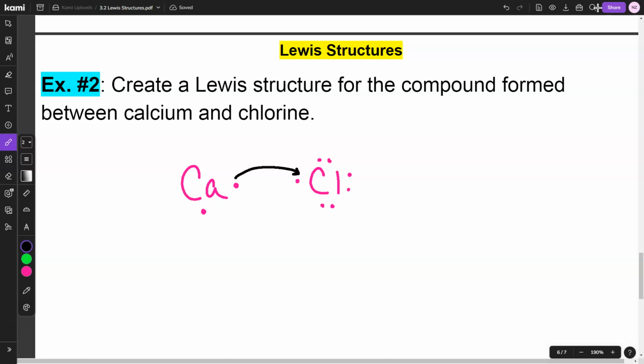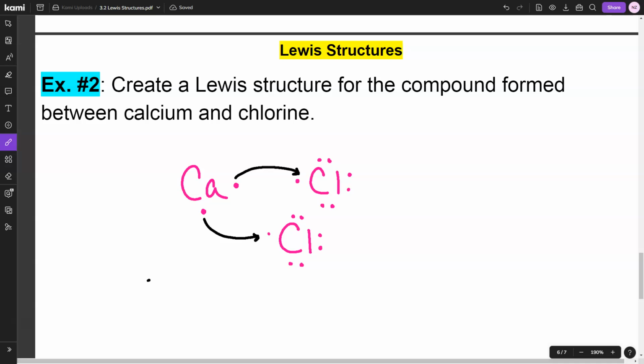Great. Now, if you notice, we have 1 valence electron here that is still hanging out. So we're going to need to draw in another chlorine, also with 7. And let's do the same thing. Let's take that other valence electron from calcium and let's transfer it to chlorine. There. Now calcium has given up all 2 valence electrons that it had, and the 2 chlorines each took 1 valence electron from calcium.